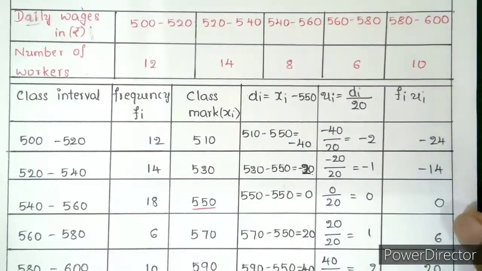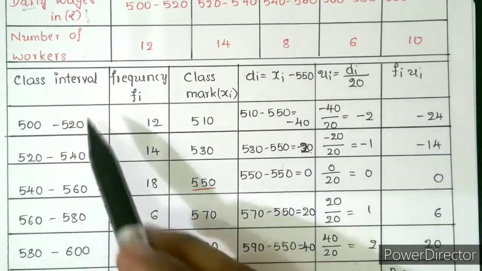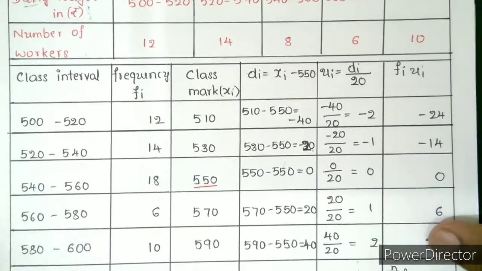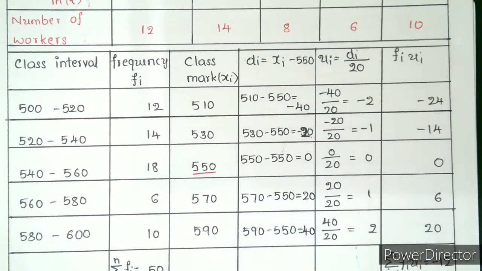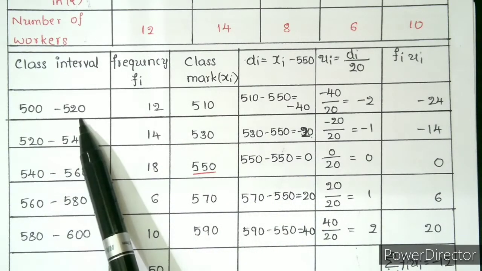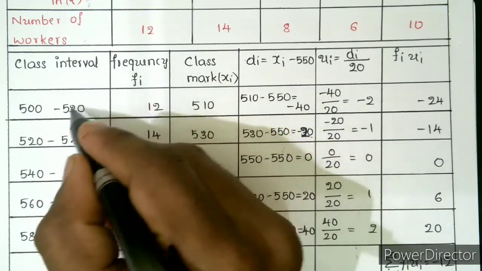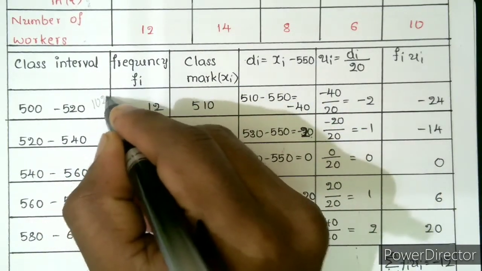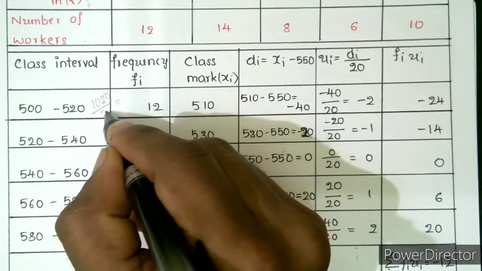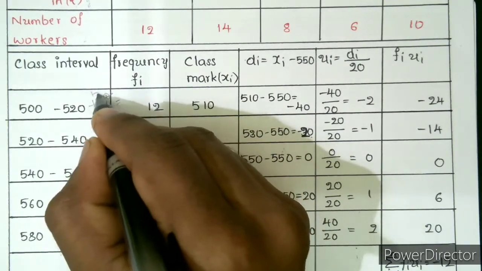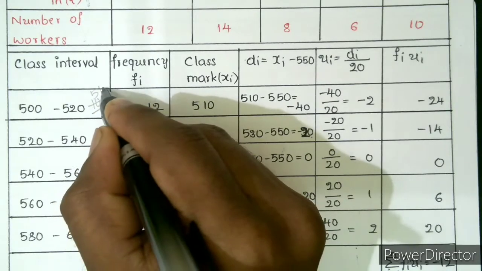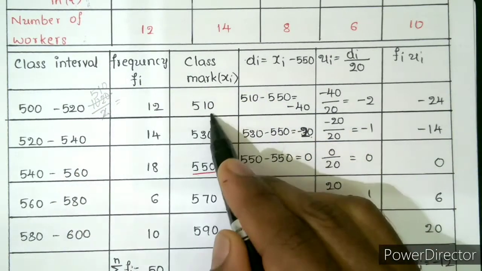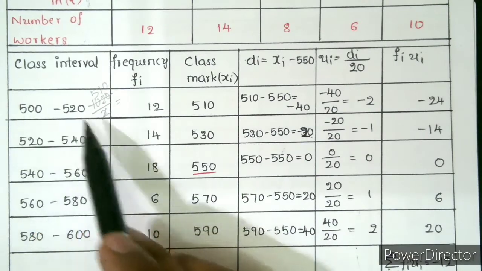Okay, so fill those values in the tabular column now. The first column is the class interval. The second column, the number of workers, is the frequency f_i, substitute as it is. Now the class mark: the middle of 500 and 520. 500 plus 520 is 1020. 1020 divided by 2, you get 510. Answer is 510, and that is also the middle number.